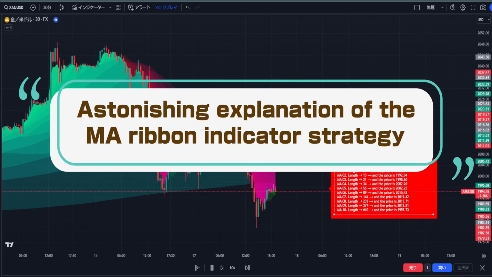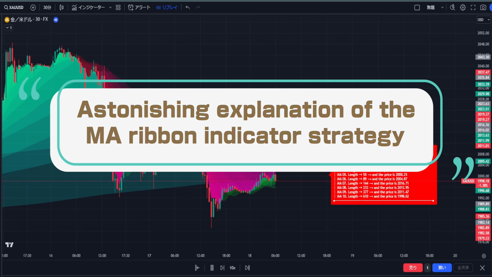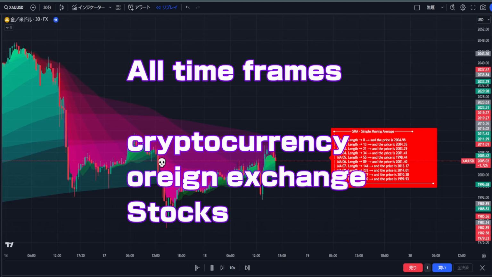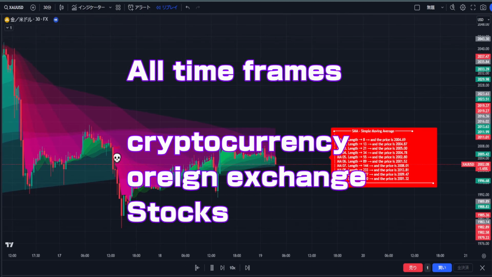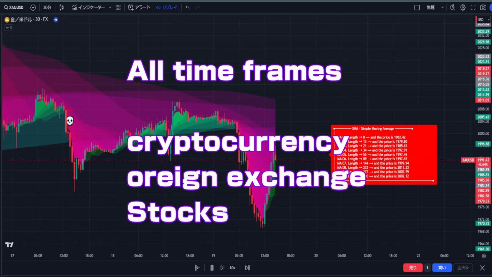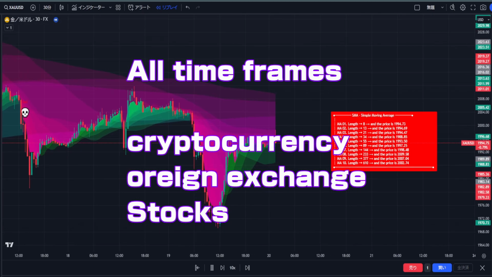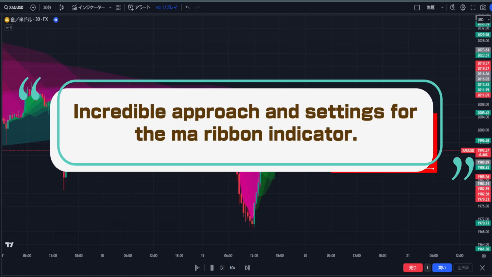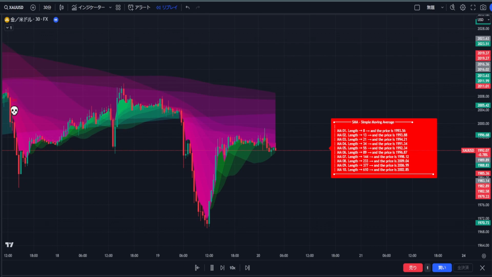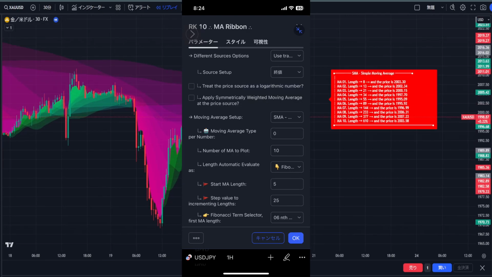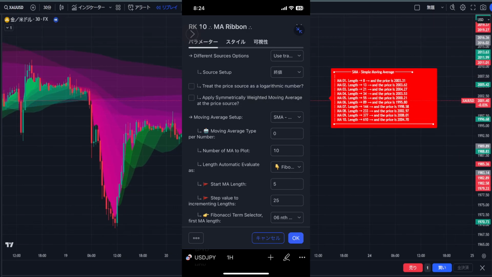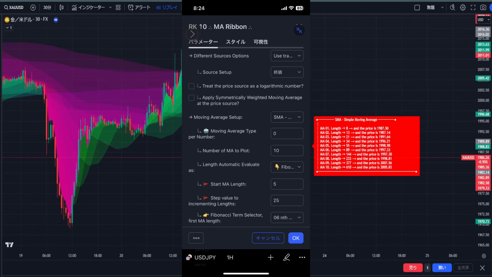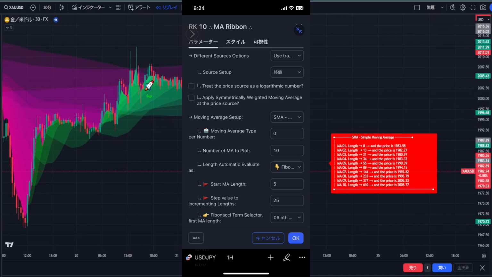Explanation of the moving average MA ribbon indicator strategy. Time frames available: all time frames. Applicable currency pairs: cryptocurrency, foreign exchange, stocks. Approach and settings for the moving average MA ribbon indicator. RK 10 MA types ribbons. There are no changes in the strategy this time. However, since there are plenty of parameters, feel free to try out various combinations.